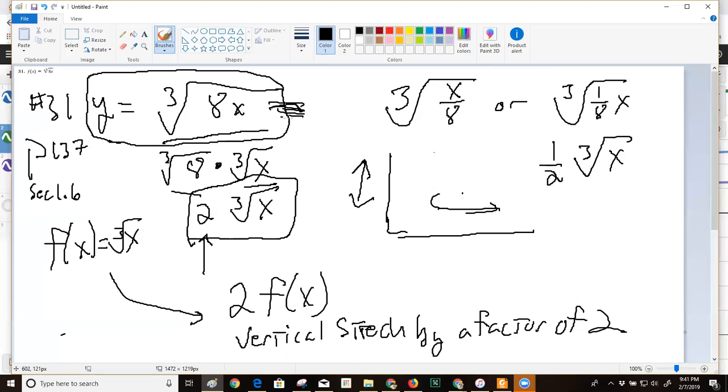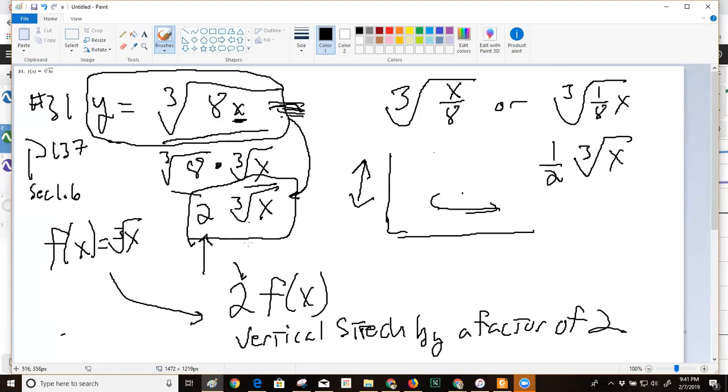So I can rewrite this function in this form, and what I'm seeing is this is just like having 2 times f of x. So this is a vertical stretch by a factor of 2, because it's outside the function, out in front of it. So it's growing faster, right? Instead of just with the coefficient 1, it's growing up by a factor of 2. If I wanted to talk about this as horizontal, well, it's taking whatever x I put into it, multiplying it by 8, and taking the cube root.